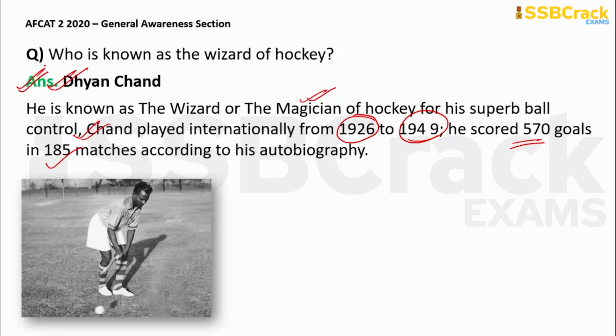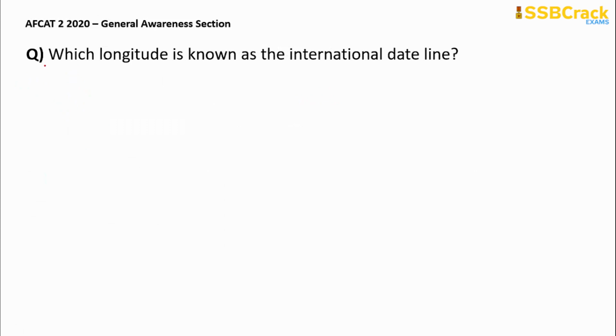Okay. Next question is from geography. Which longitude is known as the international dateline? Let me tell you that SSBCrackExams has provided everything related to these things, be it the courses of geography, everything is covered in our lessons. So the question is, which longitude is known as the international dateline?